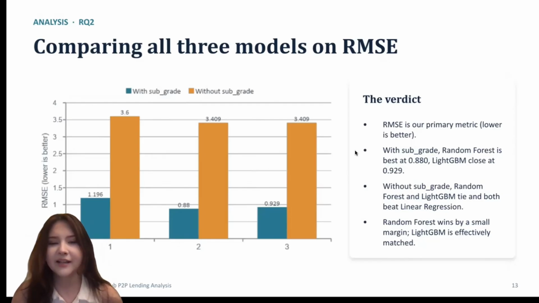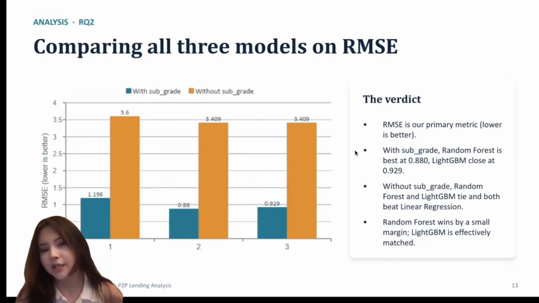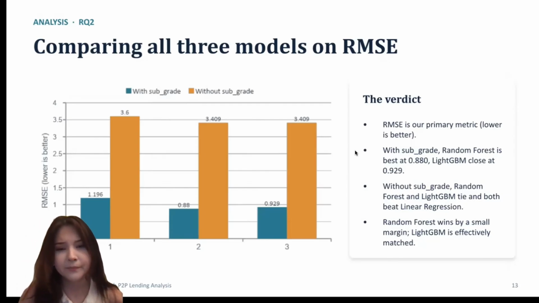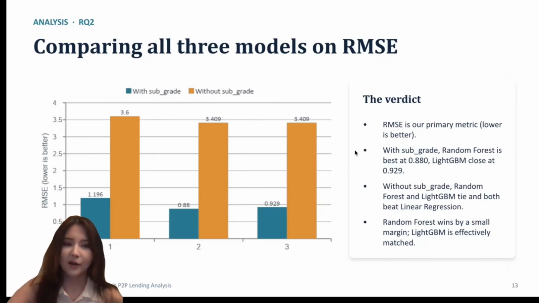But the more important finding is that even without LendingClub internal grade, ensemble methods, aka random forest regression and our LightGBM model, still explain about half of rate variation using only borrower and loan features available at origination.